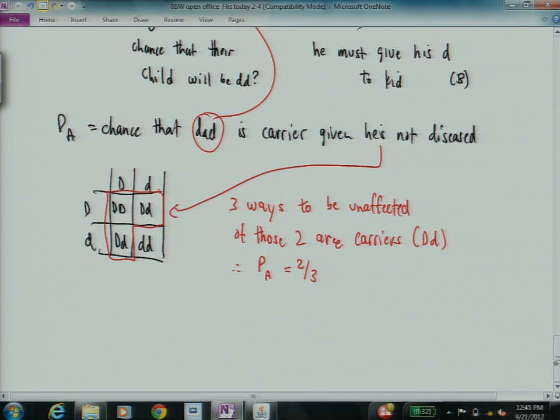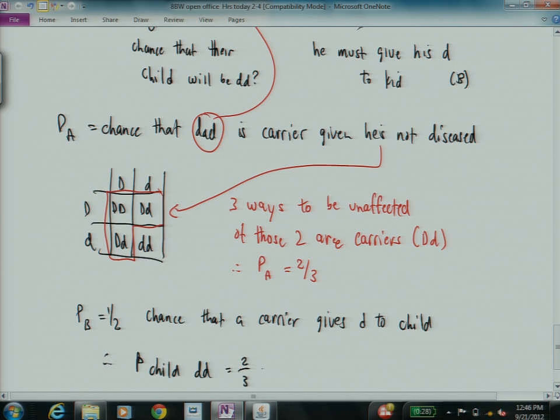The probability of B is 1/2. That is the chance that a carrier gives a little d to a child. Therefore, the probability that the child will be little d, little d is 2/3 times 1/2, which is equal to 1/3. So what that means is, on average, in lots of families like this, you'd expect 1/3 of the children to be affected.